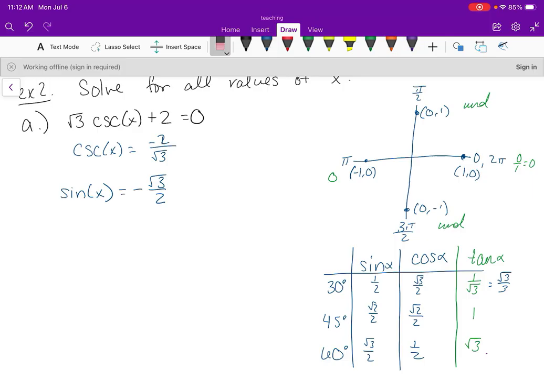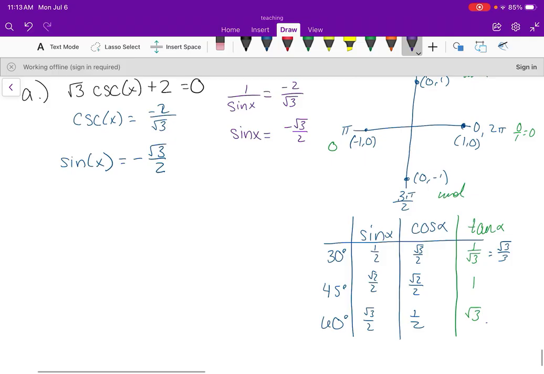The reason this works, the actual logic behind it, is that cosecant is 1 over sine, so 1 over sine x equals negative 2 over root 3. So you can flip both sides of this. That's what's really happening: we're flipping both sides. The flipping of the left side is how cosecant turns into sine. The flipping of the right side just flips your actual fraction.